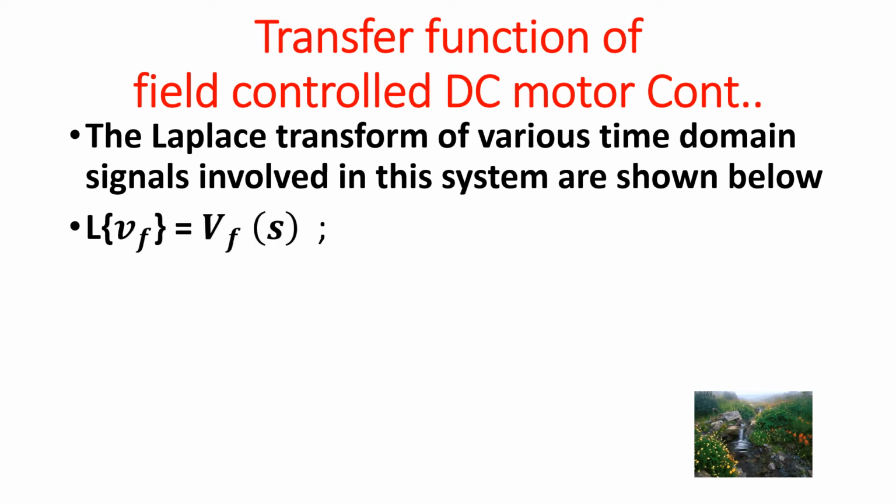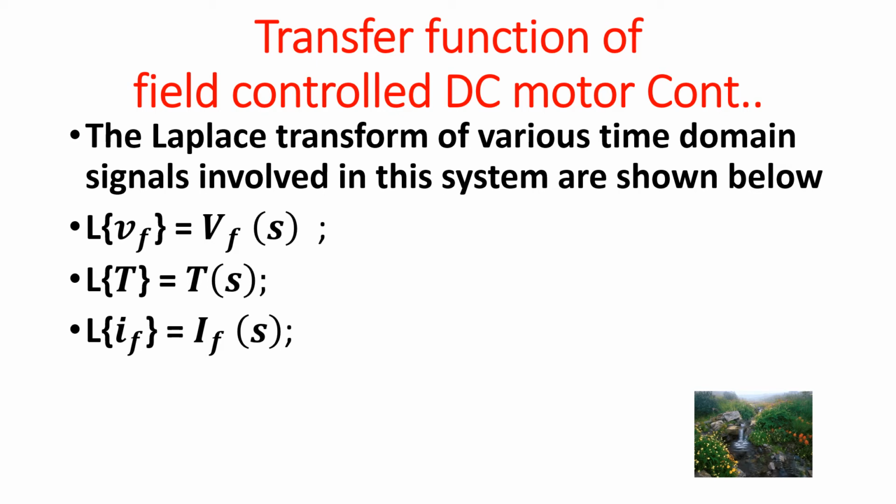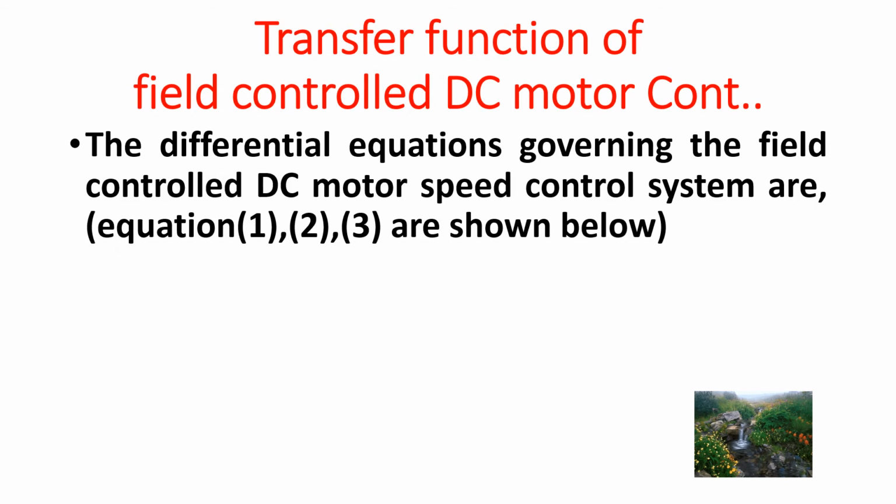The Laplace transforms of various time domain signals involved in this field-controlled DC motor system are shown below. Laplace transform of V_f is equal to V_f of s. Laplace transform of the torque T is equal to T of s. Laplace transform of the field current I_f is equal to I_f of s. Similarly, Laplace transform of the angular displacement theta is equal to theta of s. The differential equations governing the field-controlled DC motor speed control system, equations 1, 2, 3, are shown below.